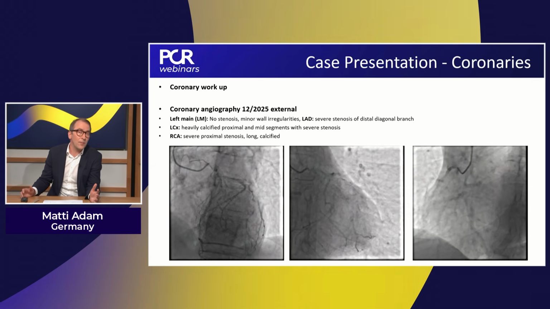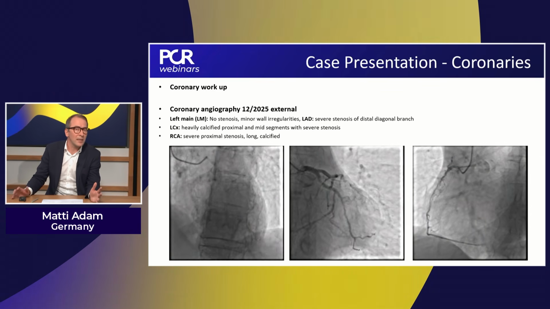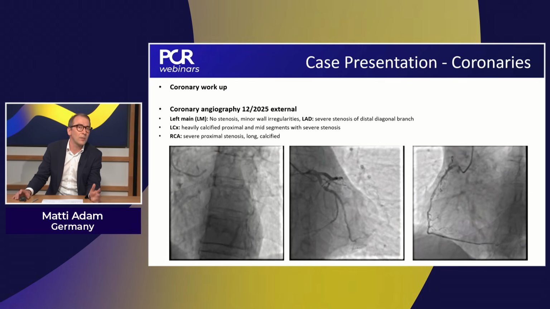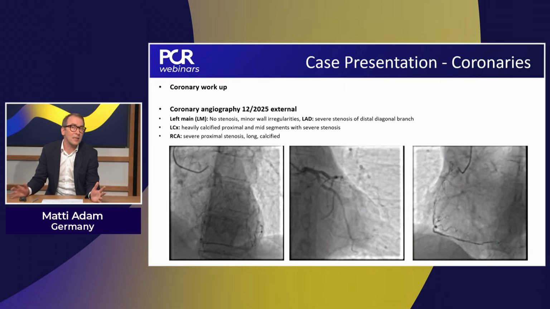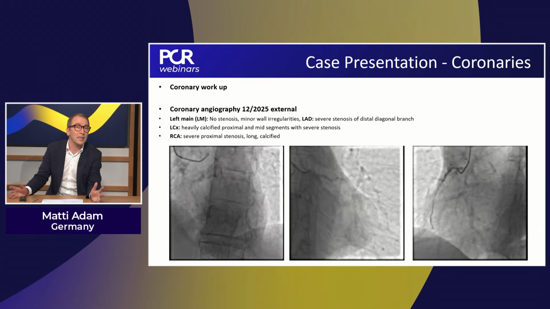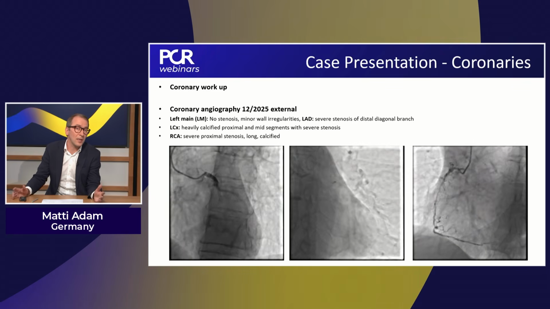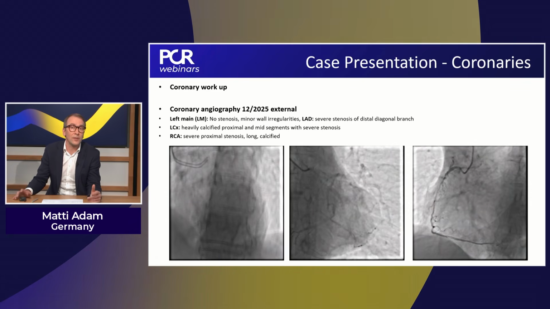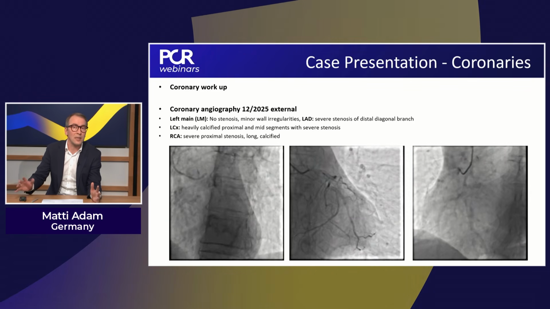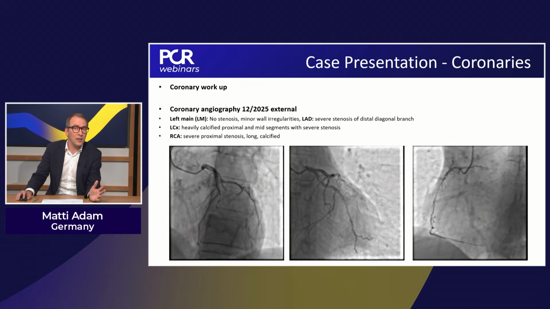The coronary workup here was done by the referral site, which is shown here. And you see there is coronary artery disease. The left main is fine. There's no stenosis, only minor wall irregularities. But you see the LAD has a severe stenosis of that more distal diagonal branch. The LCX is heavily calcified, has a proximal stenosis. Also further down, another, I think, significant stenosis. And the right coronary artery is heavily calcified. There's a proximal stenosis, but also in the mid segments, I think there's really a long and very heavily calcified part, right? So clearly something to consider.